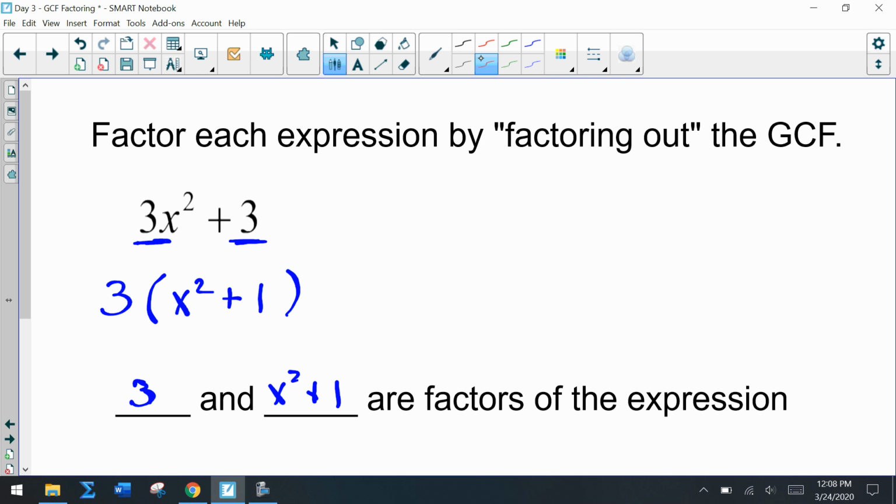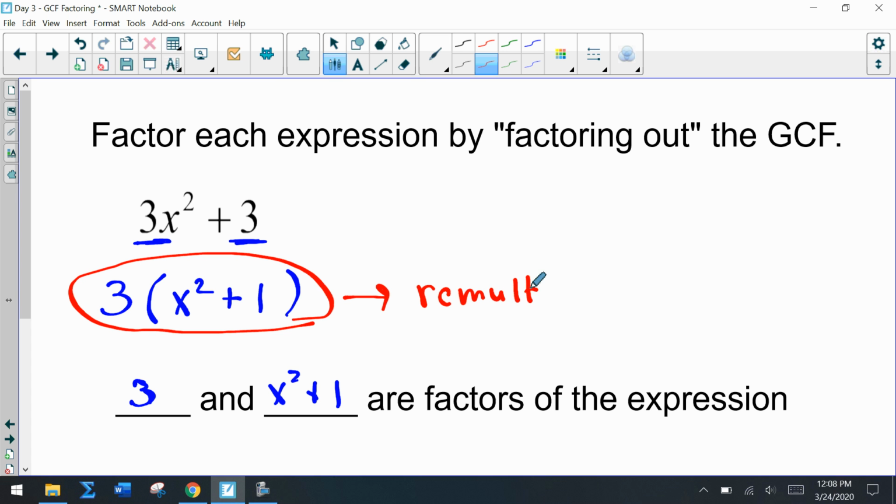A way for us to check to make sure that we factored correctly would be to do what with this expression? We remultiply, then we can check to make sure that we factored out carefully. Okay. And if we distributed this 3, we need to get back to the original problem in order to check.